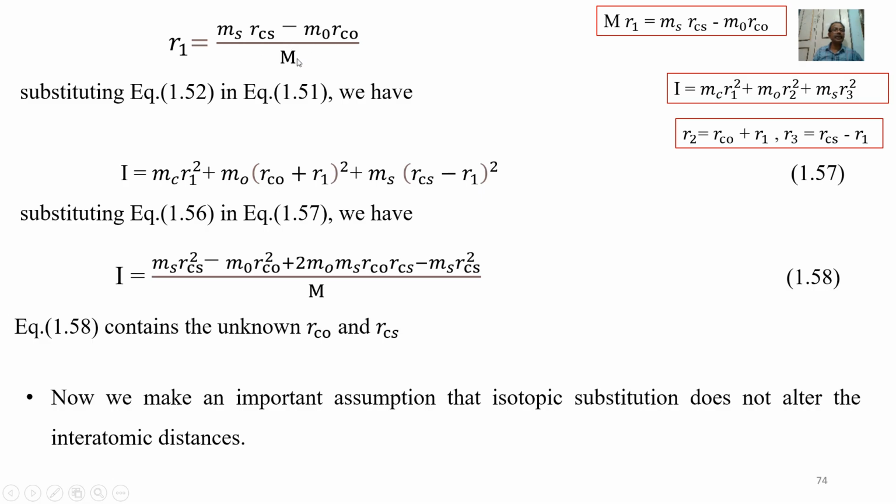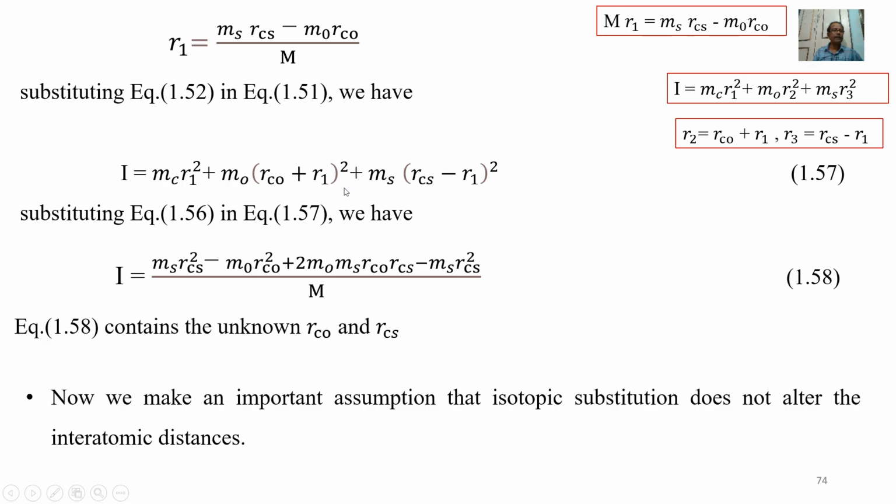Substituting equation 1.52 in equation 1.51. So this is equation 1.52, and this is equation 1.51. You substitute here. So we'll have the expression for moment of inertia, which is equal to m_C r1 squared plus m_O, instead of r2 squared, you substitute (r_CO plus r1) whole squared, plus m_S r3 squared, you substitute (r_CS minus r1).